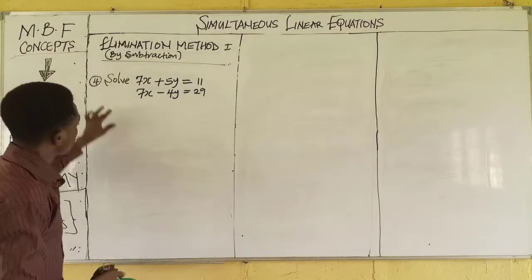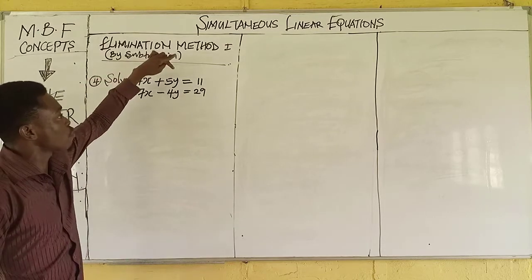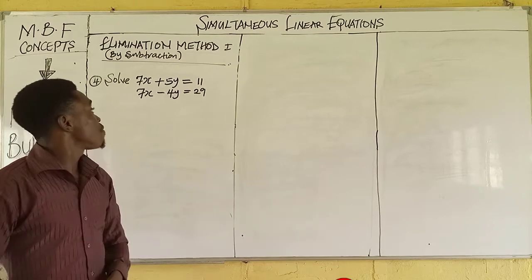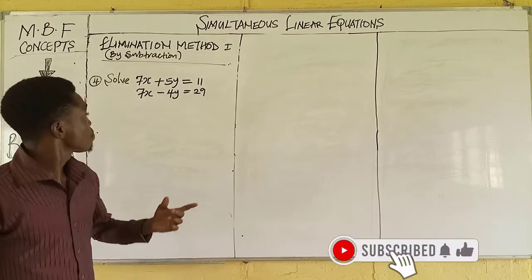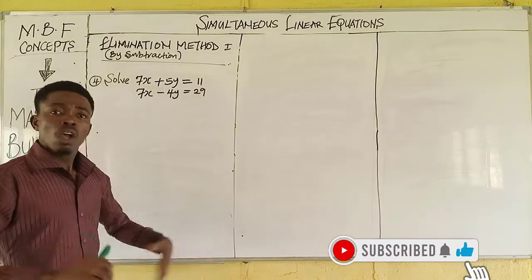The board happens to be question number 4 because it's a continuation class, right? Now we are asked to solve 7x plus 5y is equal to 11, and equation 2 we have 7x minus 4y is equal to 29. Guys, what do we do here?